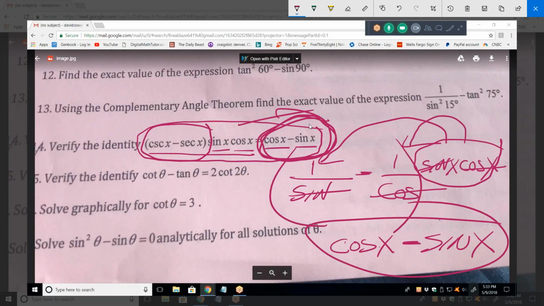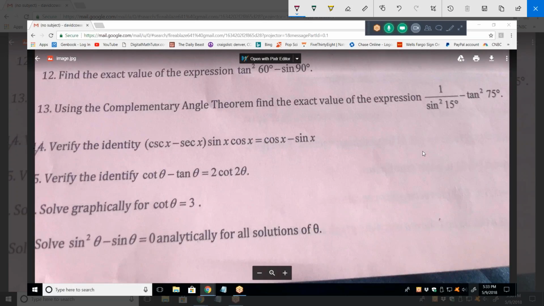Now, these verifies can get a whole lot more complicated than this. But remember that if you're trying to do a verify, and you're already looking at a bunch of sines and cosines, convert everything else to sines and cosines and let nature take its course. In other words, that'll be your solution. If it's a different kind of identity, then that's not the correct way to go.